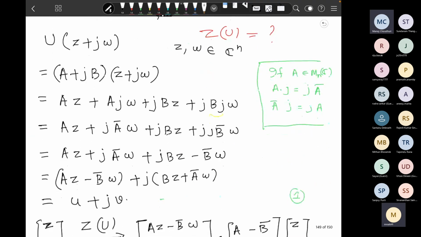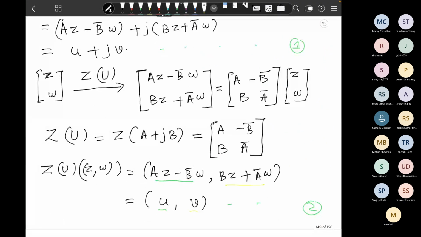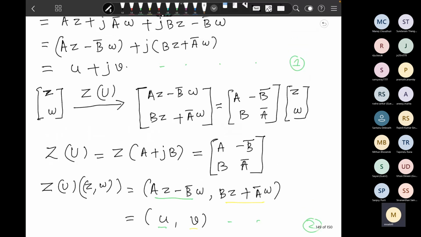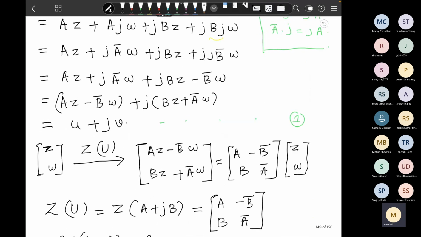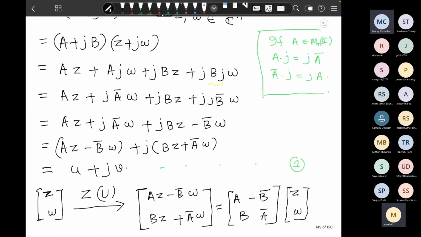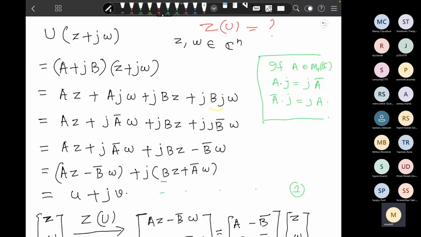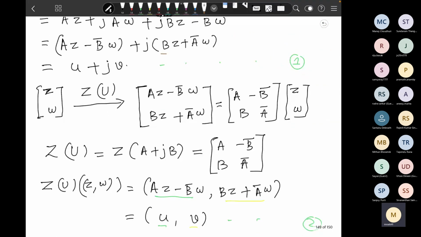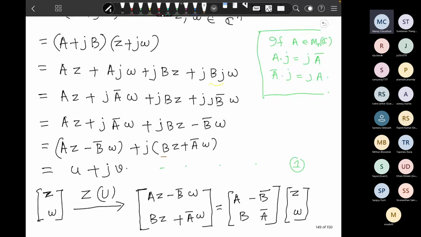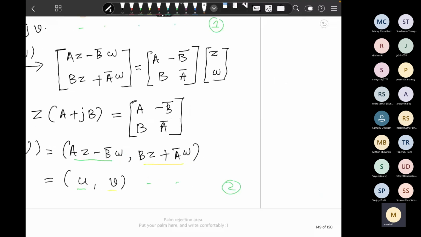Can you just go back to the previous one? So you are calling this UV, right? AZ minus B bar W, and this UB, what is this UB? U is AZ minus B bar W, V is BZ plus A bar W. So I am getting this: A plus JB applied to Z plus JW is equal to U plus JB, whatever UB I get. That will also give me ZU applied on ZW is equal to UB. Is it clear? Yes.